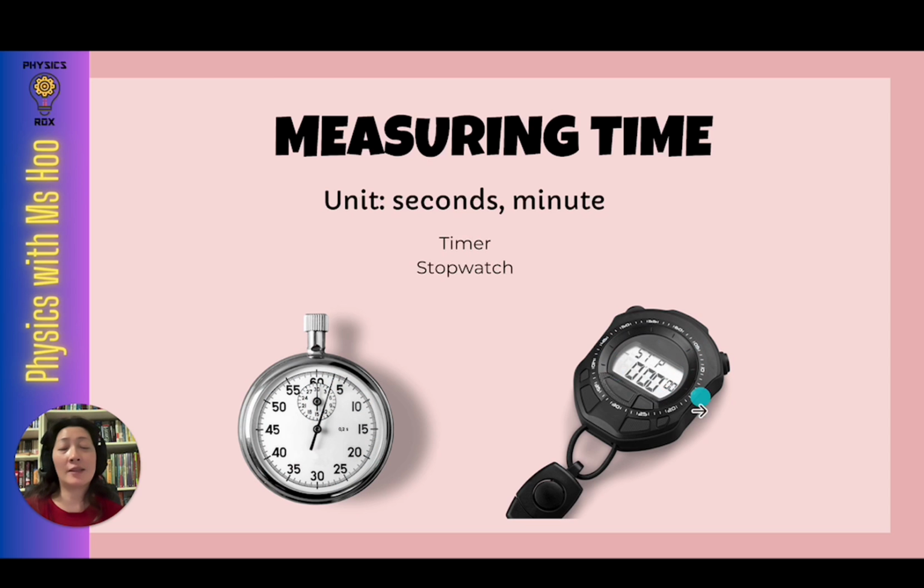A digital stopwatch is much easier to read. Normally, the number on the left here is minutes, this is seconds, this is the decimal point of seconds. So yes, a digital stopwatch is much more sensitive compared to an analog stopwatch.